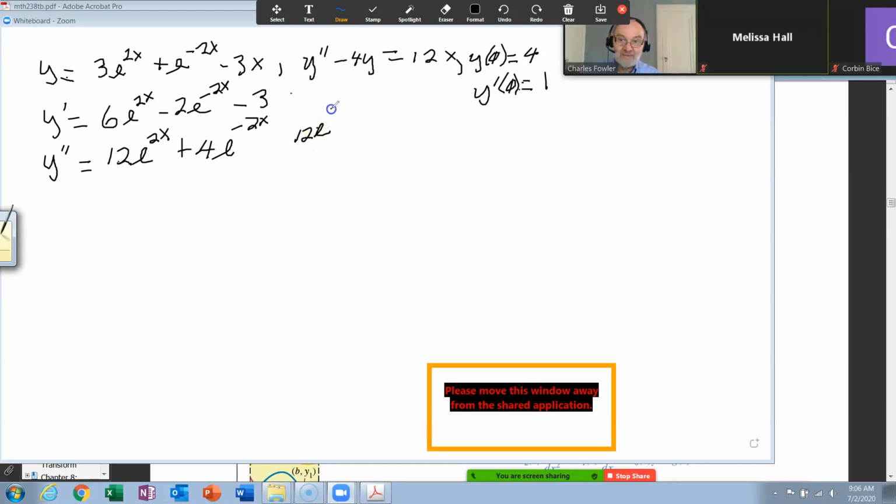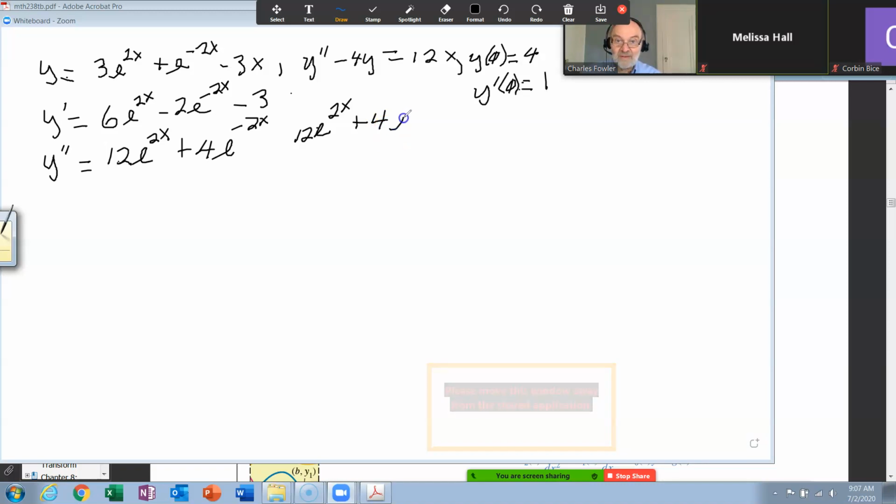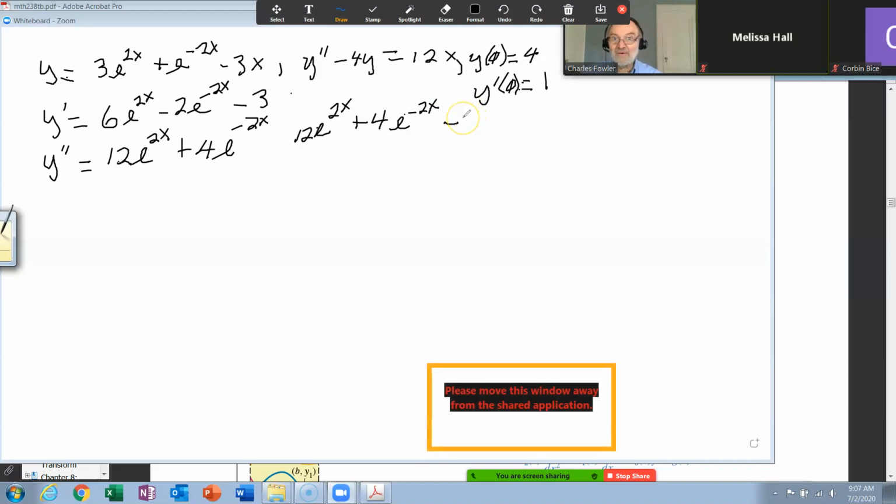e to the 2x plus 4 e to the minus 2x, okay, minus 4 times your y. Now can I go on and do it? The minus 4 here is going to multiply by every term here.